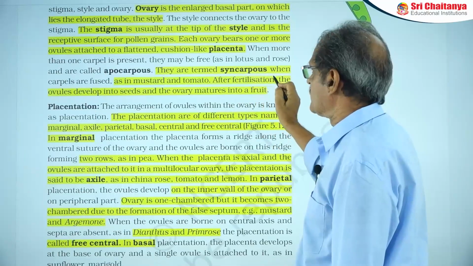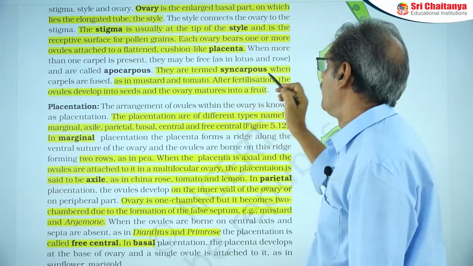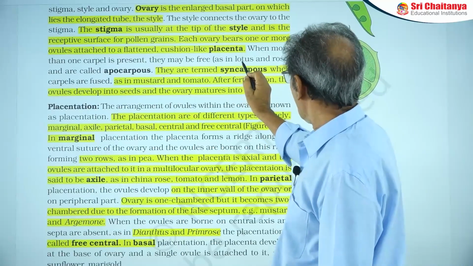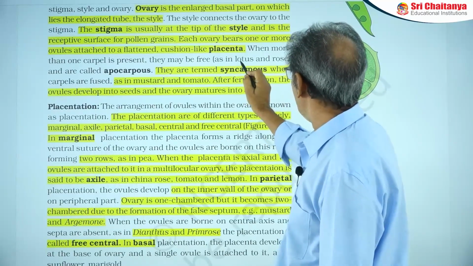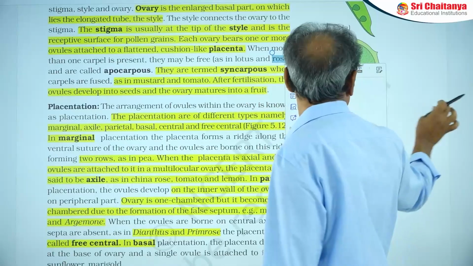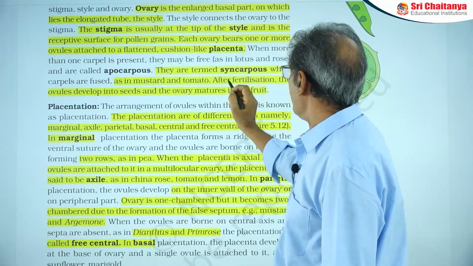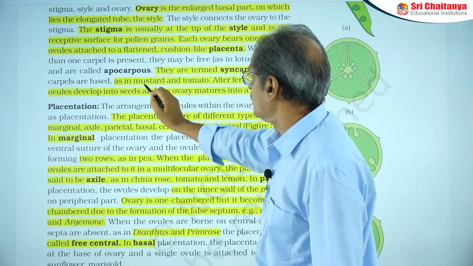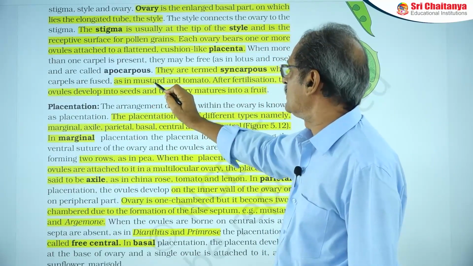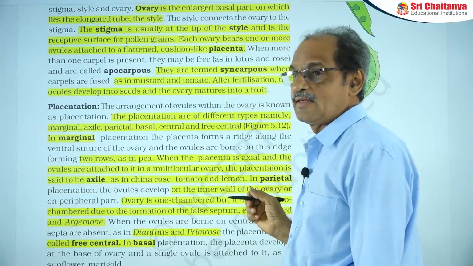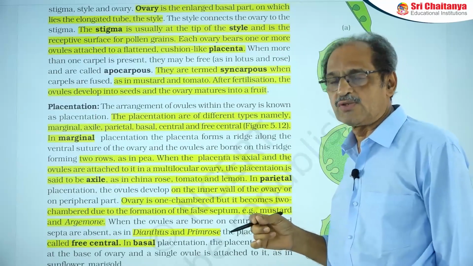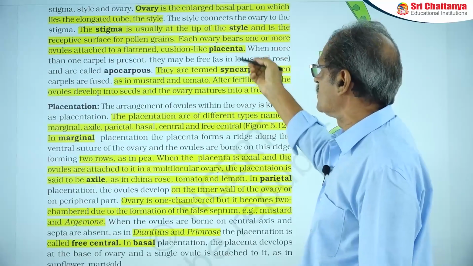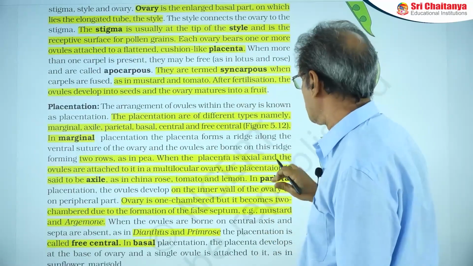Second one is syncarpous, where carpels are completely fused. See, apocarpous examples quoted are lotus and rose, you remember. These are 2 important ones. Syncarpous examples quoted are tomato and mustard. So in syncarpous, whatever the number of carpels, there is only 1 ovary, 1 style and 1 stigma. Syncarpous is advanced when compared to apocarpous.